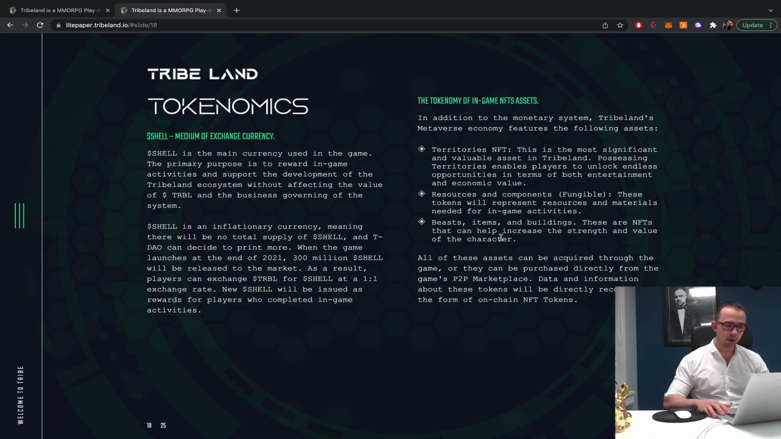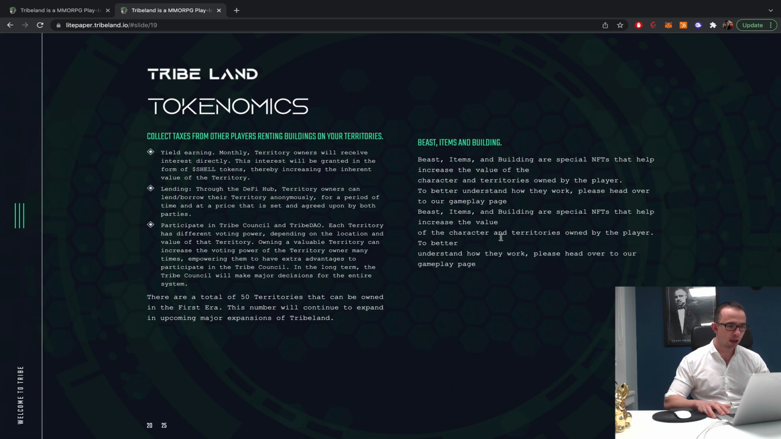Beast items. Yeah, okay, so we have all read that. I'm going to skip this one real quick. Then you got some yield earning going on, which is interesting.